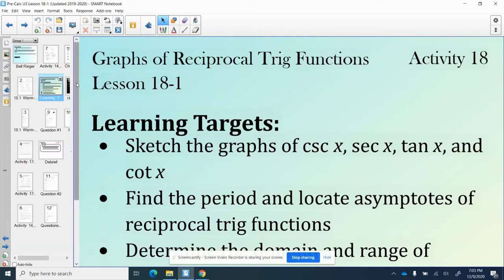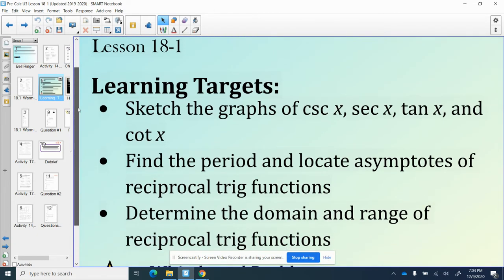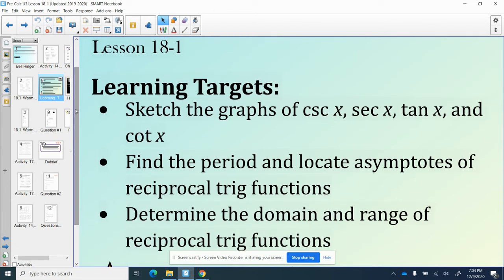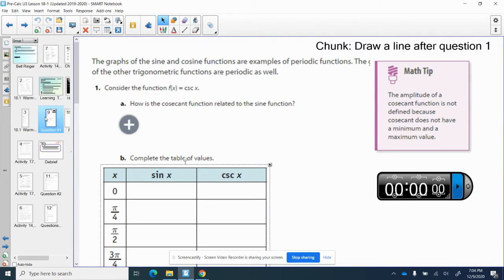Hi everyone, and welcome to lesson 18.1, starting on page 237. Today we are going to talk about graphing the parent functions of our reciprocal trig functions, as well as tangent and cotangent. So on page 237, we see the graph, or we're talking about f of x equals cosecant of x.